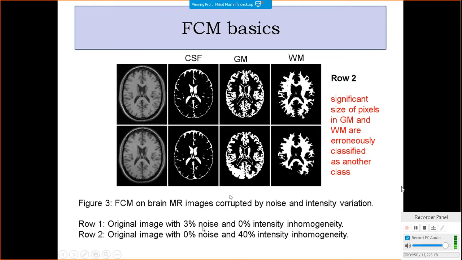But in the second image, the noise is 0%, but intensity inhomogeneity is 40%, and the segmentation results are not that good. CSF is more or less properly segmented, but gray matter and white matter, these two portions are not segmented properly. Especially you can see the distortion in white matter. So that is the problem with the conventional HCM algorithm.